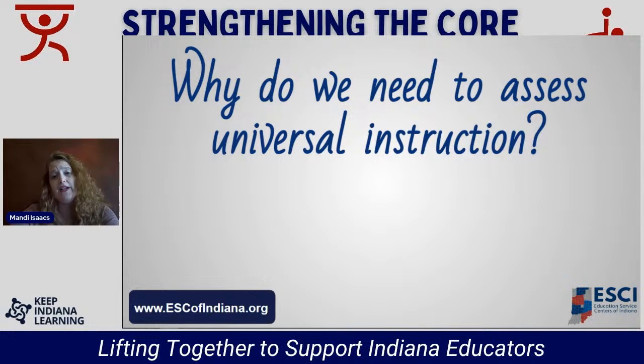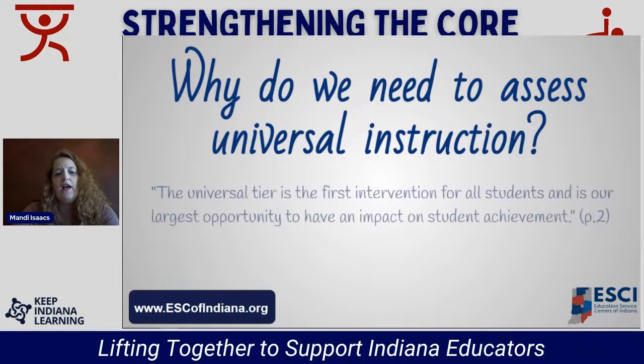So now we're really going to jump into what the meat of chapter 3 is all about, and that's assessments for our universal tier of instruction. So why do we need to assess our universal instruction? This quote really spoke to me. It wasn't from chapter 3, it was from chapter 1. But the universal tier is the first intervention for all students and is our largest opportunity to have an impact on student achievement. That quote really spoke to me in the book, and it really speaks to why I feel that we need to assess our universal instruction tier.